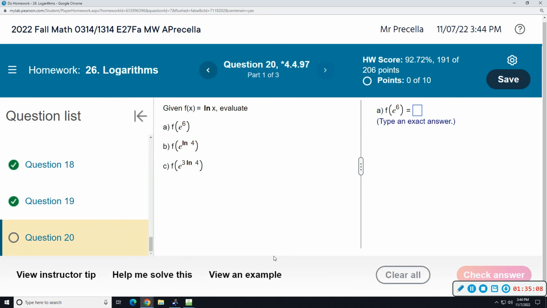Okay, problem number 20. It's the last problem in this long assignment, so it's got to be the hardest one. Not really.